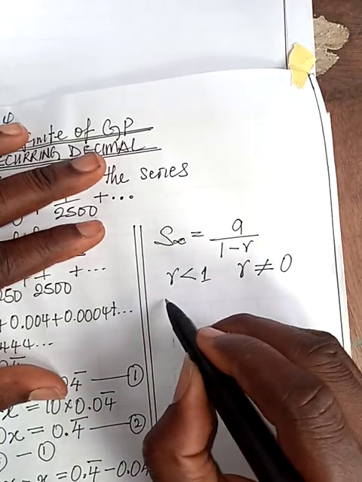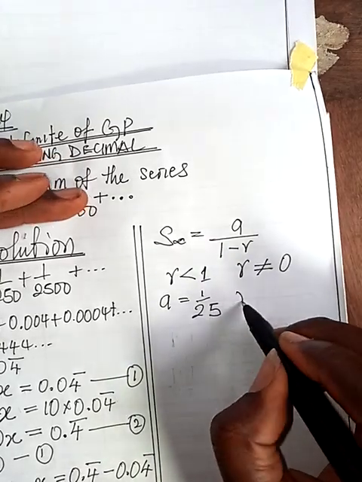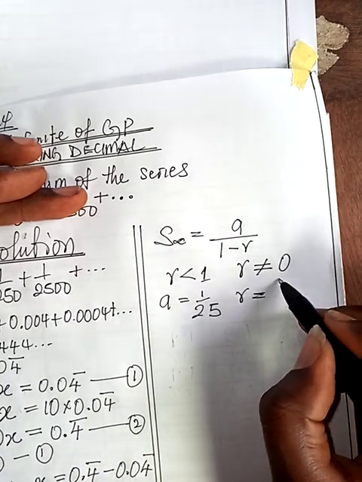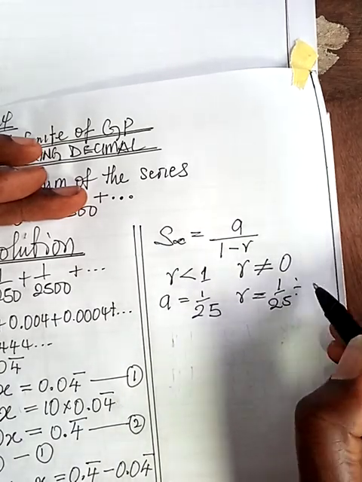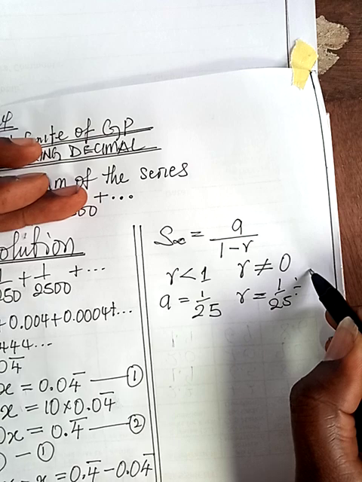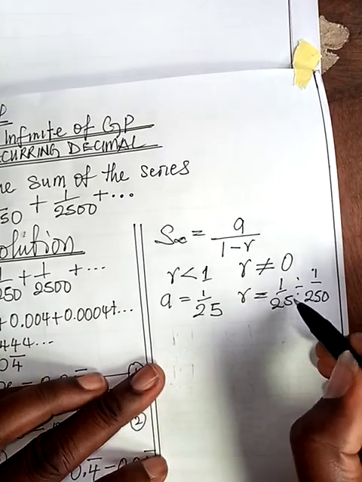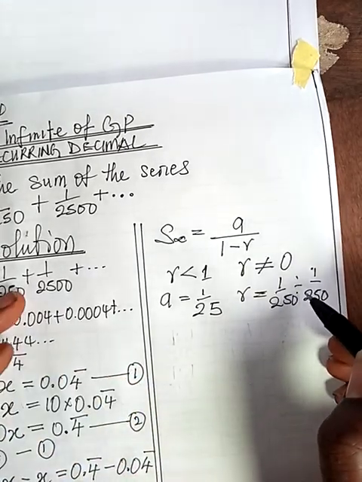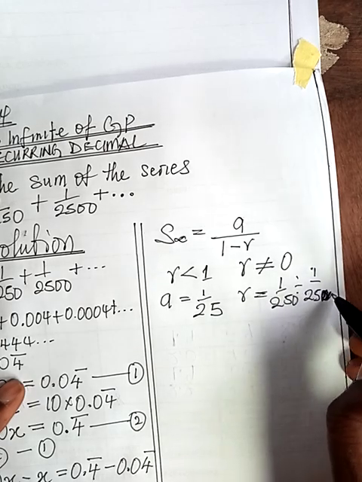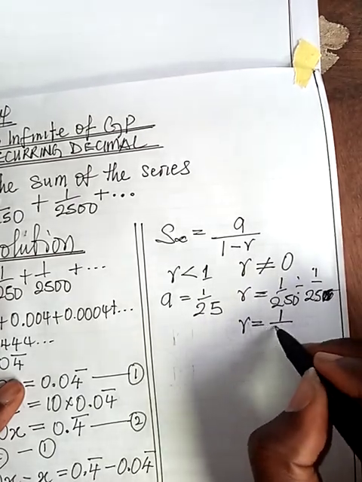So a is the first term here, so my first term is 1 over 25, and my r is the subsequent term divided by the previous term. So this will be 1 over 250 divided by 1 over 25. Sorry about that mistake. So you'll notice that your r is, if you do this division, 1 over 10.